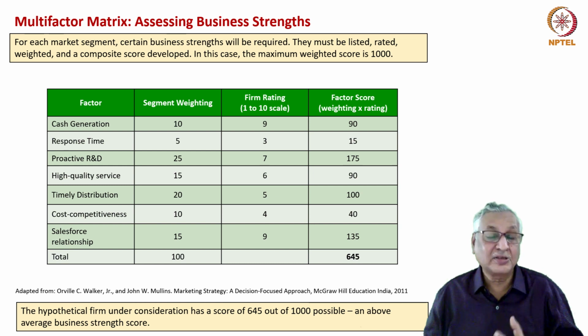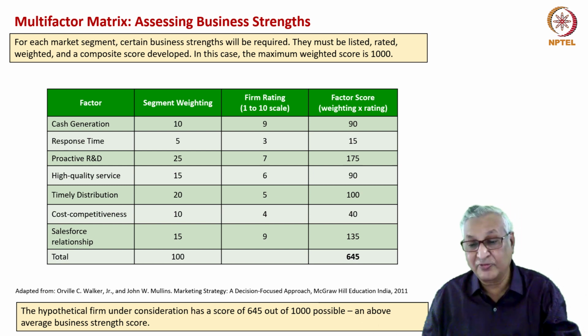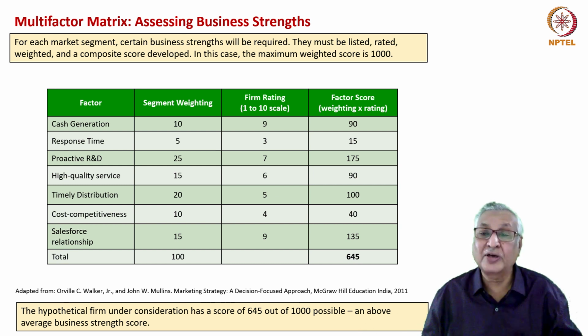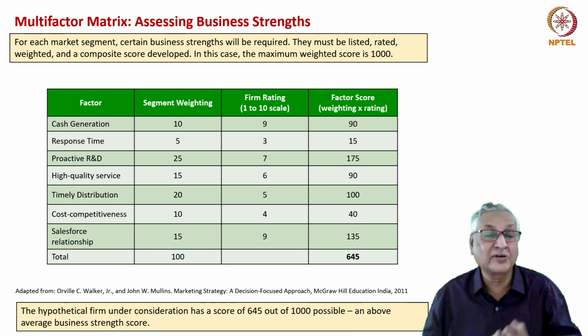For each market segment, we need certain business strengths and they must be listed, rated, weighted, and a composite score developed. In this case, take the illustration of a company in, let's say, the FMCD business. So what are the important factors for you to run a consumer durables business? First, it is a cash intensive business. It is also a technology and manufacturing intensive business. So you have to have a good level of cash generation in the company to be able to invest and run the working capital cycle.